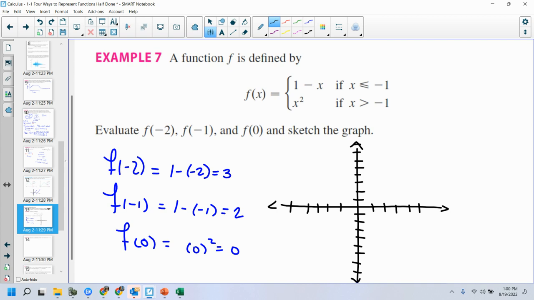Let's plot these points. Yes? Doesn't 0 squared equal 1? No. You're thinking of something to the 0 power. Oh, that's what you're thinking. Okay. Yeah. Let's plot these points first off.